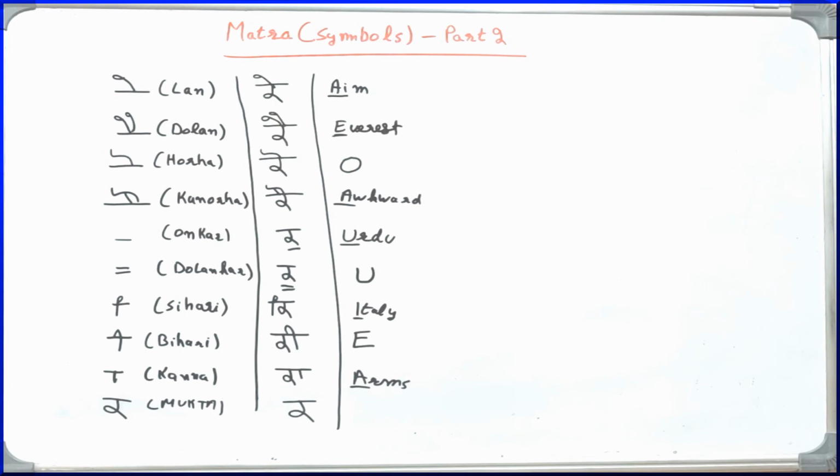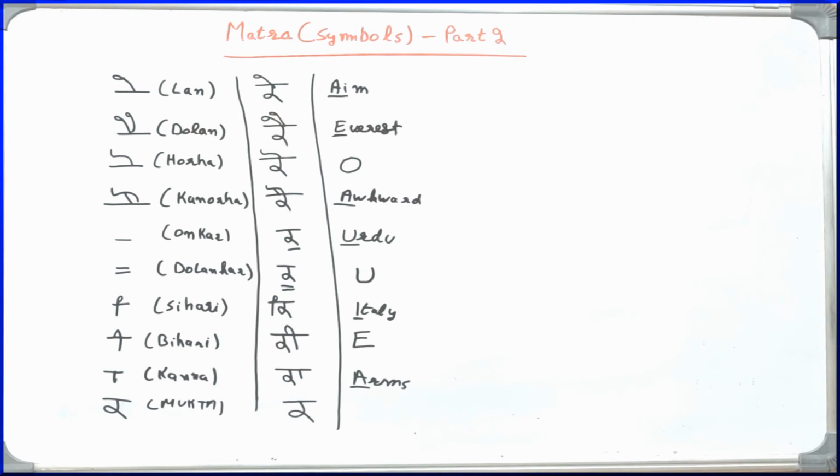So just to revise it again before we move on with some questions, La will give the sound of A. Hoda will give the sound of O. Kanora will give the sound of A. Ankar will give the sound of U. The Lankard will give the sound of U. Sahari will give the sound of A. Bihari will give the sound of E. Kanna will give the sound of A. So these are all the sounds.